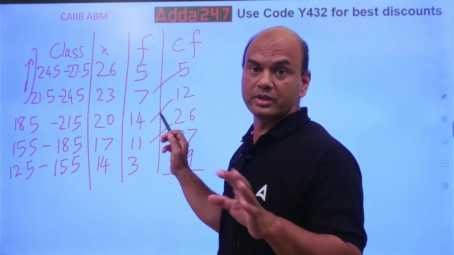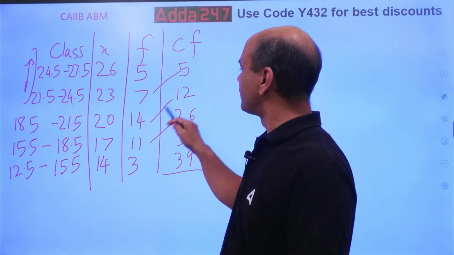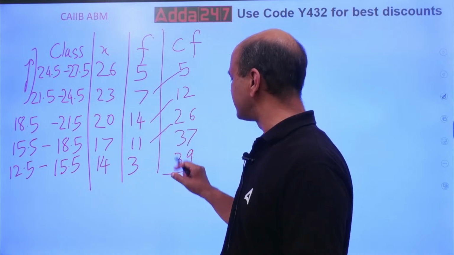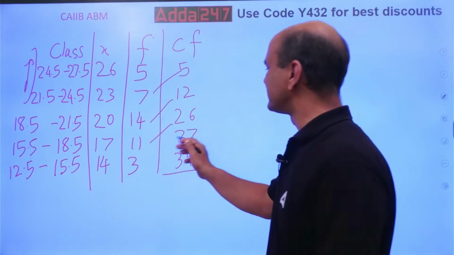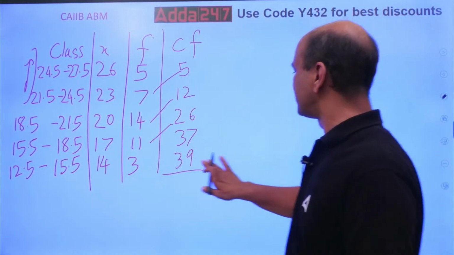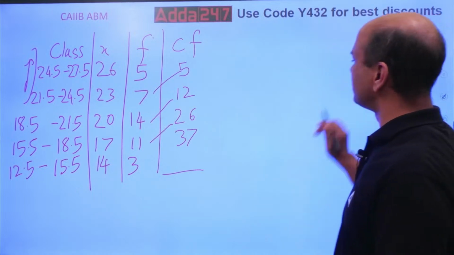We should be very cool while solving such numericals. 5 plus 7, 12. 12 plus 26, 26, 27, 37 and this 37 plus 3, 39. My God. Isn't it? That's why you need to be very calm while solving the problem.